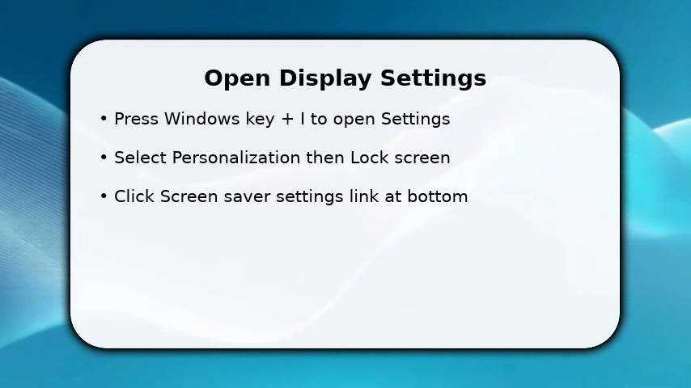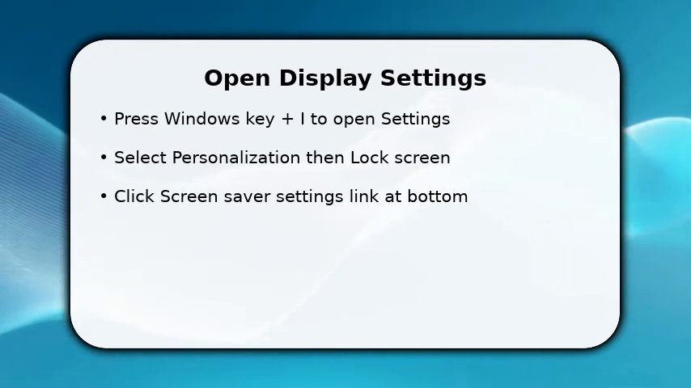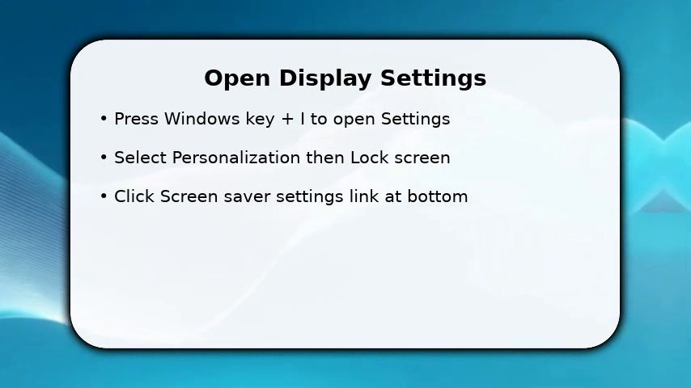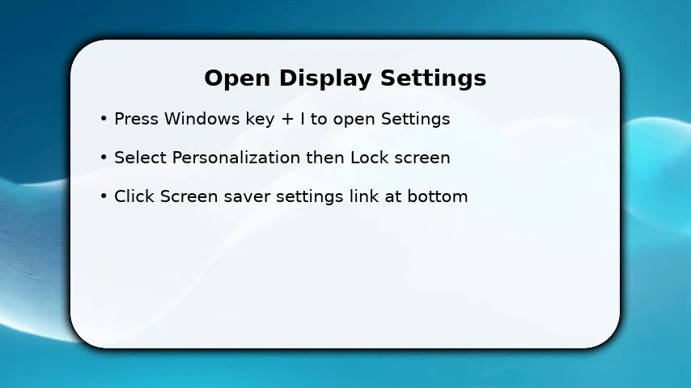You start by opening settings immediately. Press Windows key plus I, then choose Personalization. Once there, switch to Lock Screen and scroll to the bottom where the Screensaver Settings link appears. Click that link to open the small legacy dialog that controls screensaver behavior.